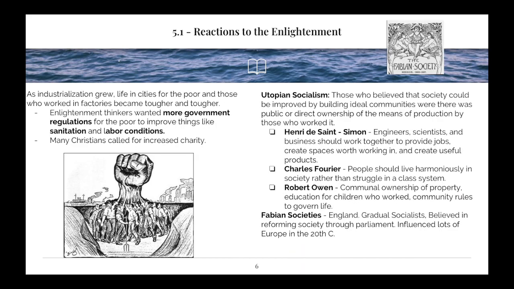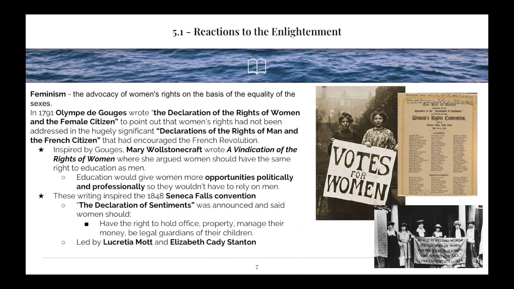Reactions to the Enlightenment continued. Major Enlightenment thinkers were obviously men, and major Enlightenment-inspired governments like the French and American governments excluded women from political power. Feminism was very much a response to this. They used and kind of weaponized the rhetoric of Enlightenment thought and Enlightenment thinking.